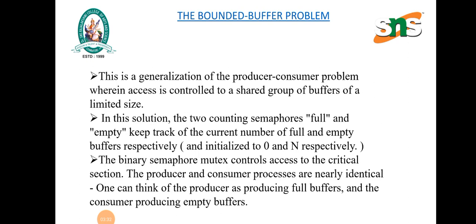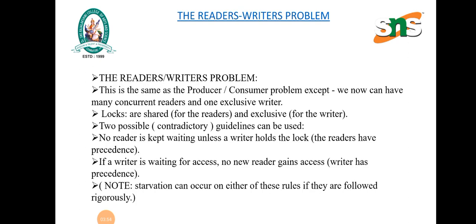The bounded buffer problem. This is a generalization of the producer-consumer problem where access is controlled to a shared group of buffers of limited size. In the solution, two counting semaphores, full and empty, keep track of the current number of full and empty buffers, and are initialized to 0 and n respectively. The binary semaphore mutex controls access to the critical section. The producer waits on empty buffers and the consumer waits on full buffers. Reader-writer problem: the reader-writer problem is similar to the producer-consumer problem.